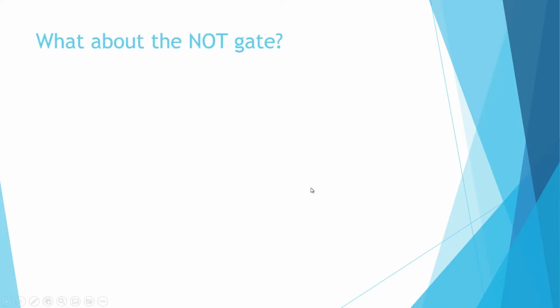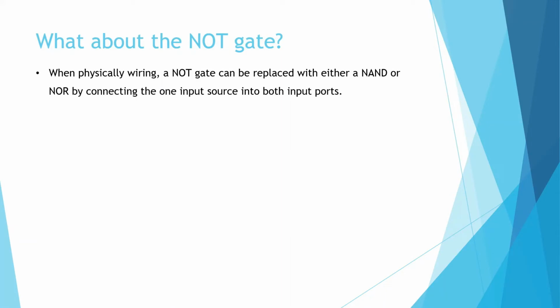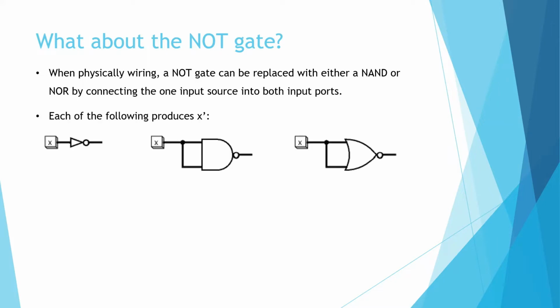So what about the NOT gate? When physically wiring, a NOT gate can be replaced with either a NAND or a NOR by connecting one input into both input ports. Each of the following images shows you how to produce X NOT. The first one is just a simple NOT gate, so X is inverted and you have X NOT. The second one uses a NAND gate, and the third one uses a NOR gate. For the second one, you have X times X and then all inverted, so you still have X NOT.